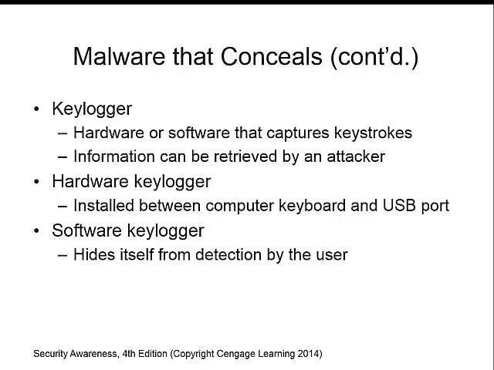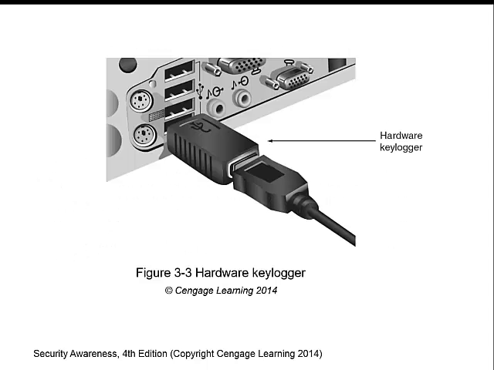You have a keylogger, and that's hardware or software that captures keystrokes, and you can find these on the internet as software patches. Information can be retrieved by an attacker. Hardware keyloggers are actually a physical thing that goes on your computer, like between your keyboard and the USB port, and it's going to log every single keystroke that you make. And then the software keylogger does the same thing, but it's software and it's hidden. You wouldn't see it like you would the actual hardware.